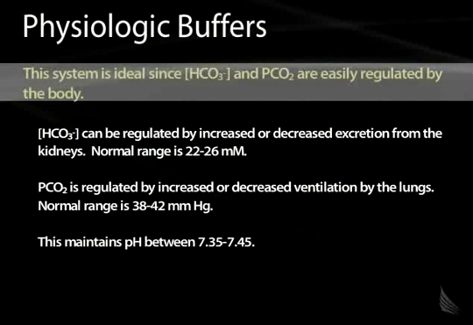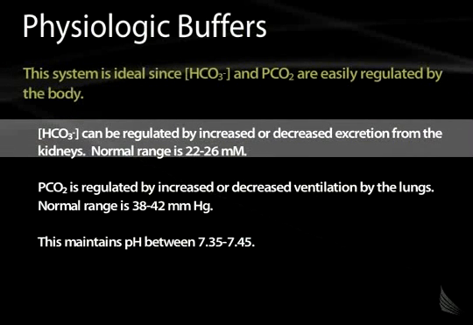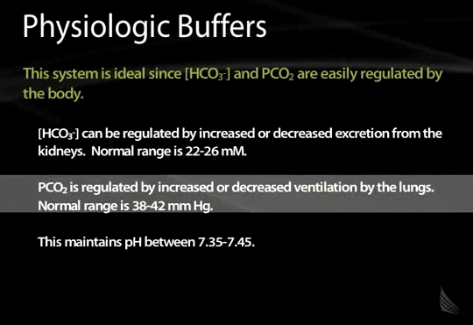Now, this system is ideal since the concentration of bicarbonate and the partial pressure of CO2 are easily regulated by the body. The concentration of bicarb can be regulated by increased or decreased excretion of bicarbonate from the kidneys. The normal range is approximately 22 to 26 millimolar.